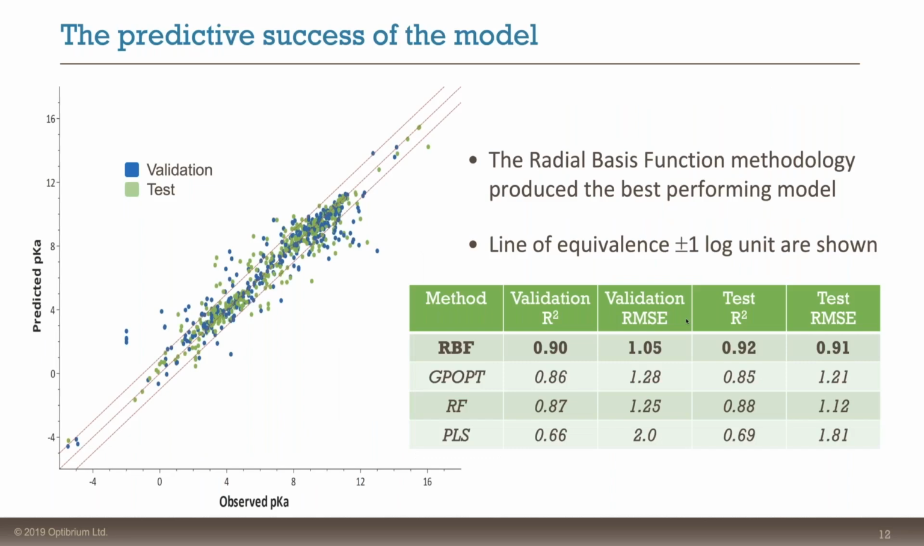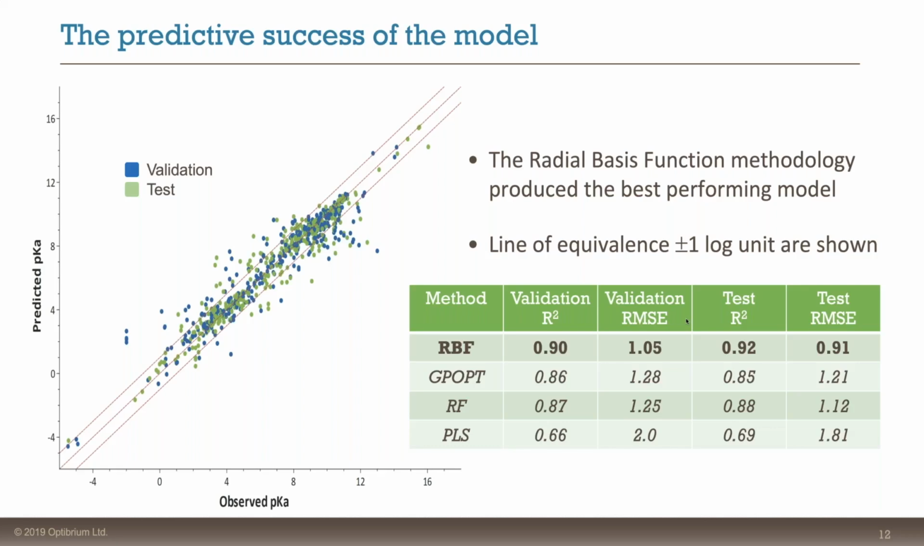So this is the predictive success of the model. I'm showing the points here in the validation and the test sets, validation in blue and the test in green. I'm also showing 3 lines on this graph. The line of equivalence is the middle, plus or minus 1 log unit of error from that line. And you can see that the vast majority of the test and validation points lie within those railroad lines of 1 log unit. On the right-hand side, I have the various methodologies that we've chosen.